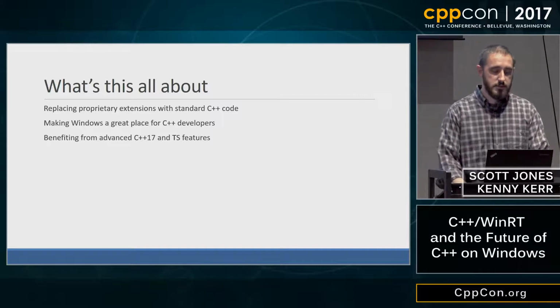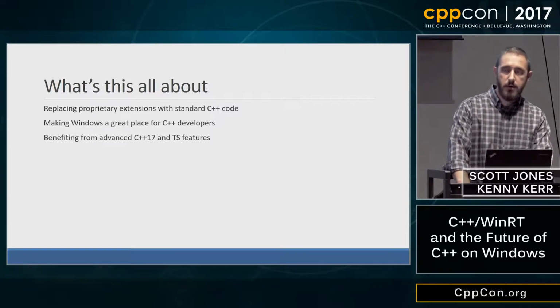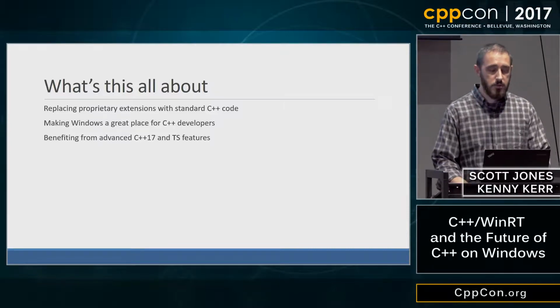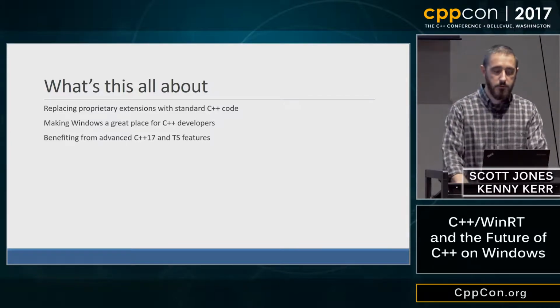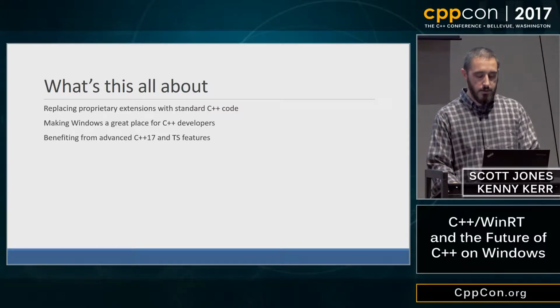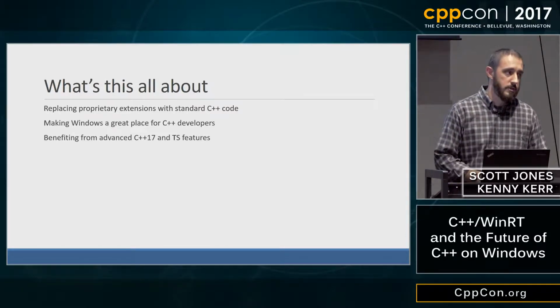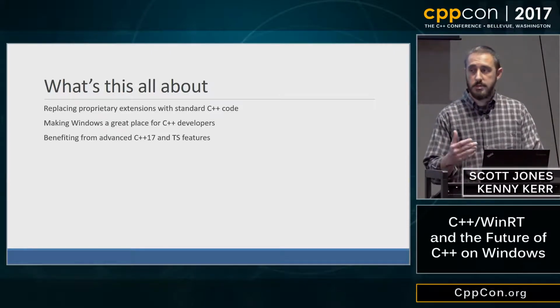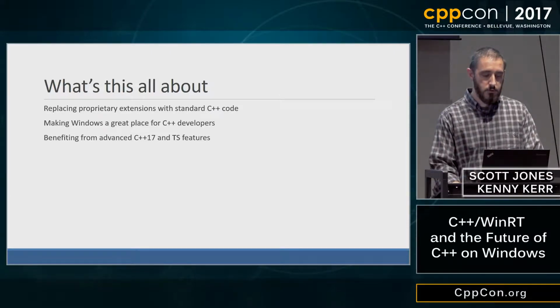Benefiting from advanced C++17 and TS features. So how we are internally using features in C++17 to really make our library development far simpler and far more efficient and elegant. Even though the C++ WinRT library is very straightforward, there are no templates and nothing like that you need to deal with when you use it as a customer or a developer.